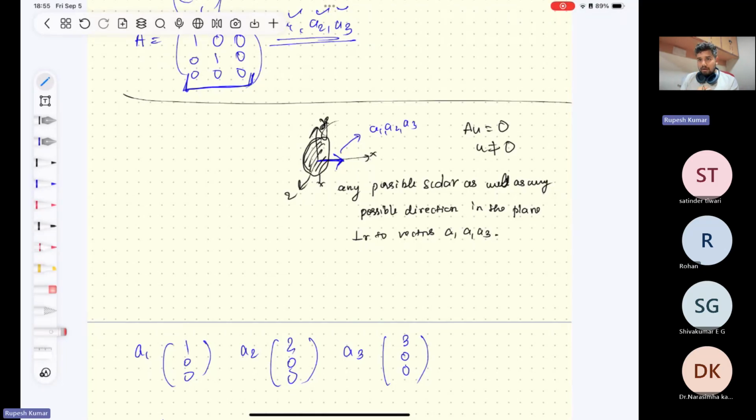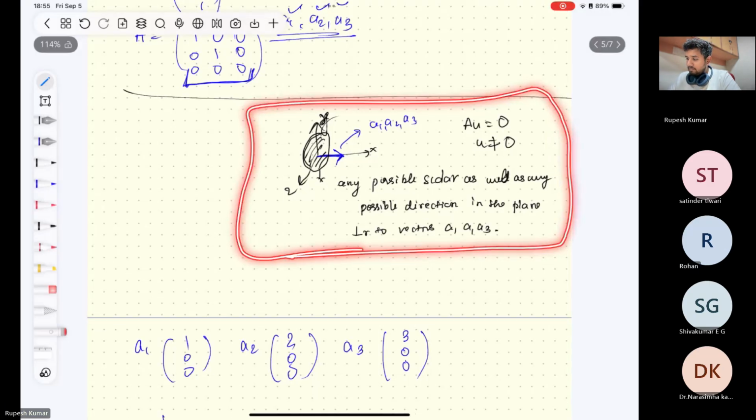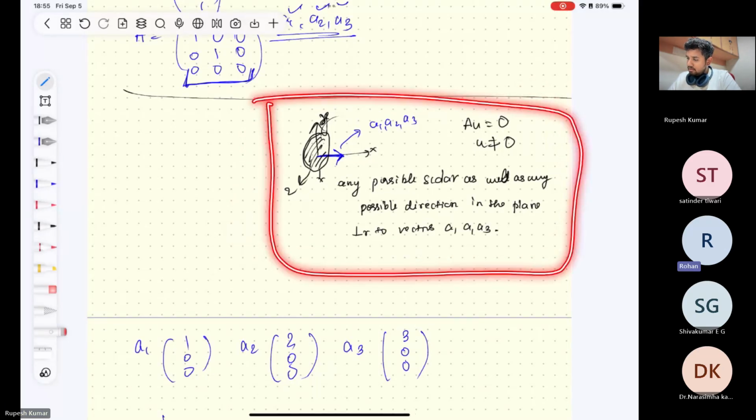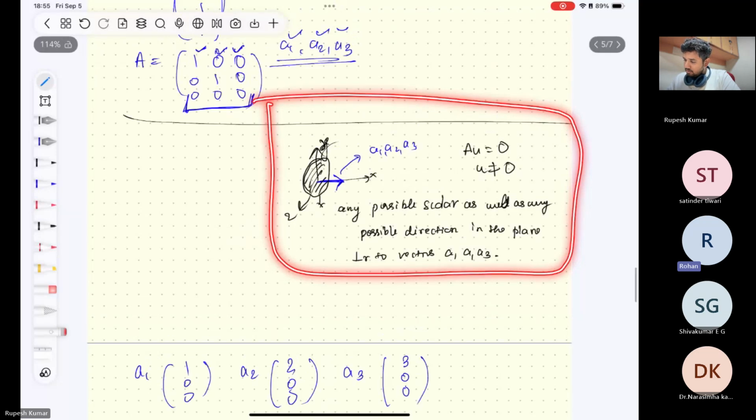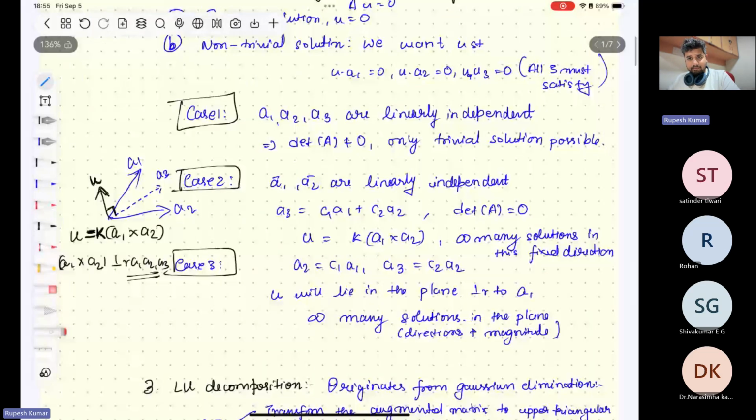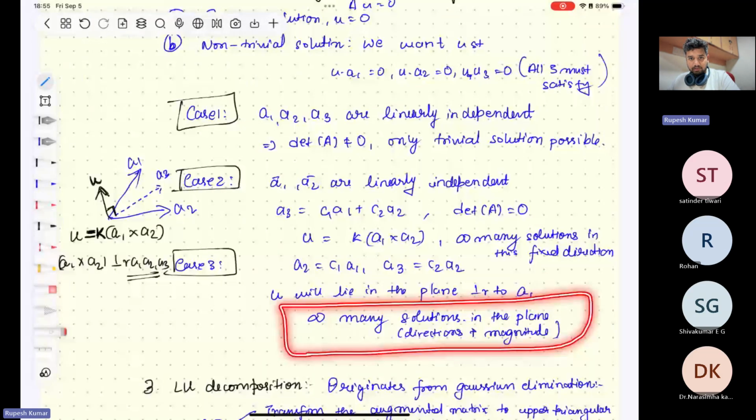Fine. I think you have another question, like, what do you mean by direction plus magnitude, right? Yes, sir. You wrote it somewhere in the note that you have prepared already. Yeah, this one, right? So infinite many solutions in the plane, directions plus magnitude, right? It's loading up. Just wait. Yes, sir, this one.